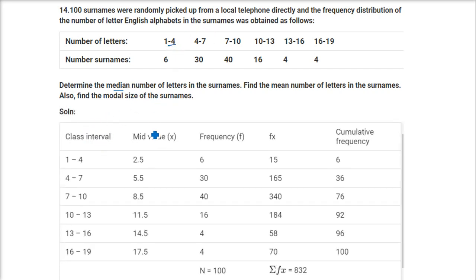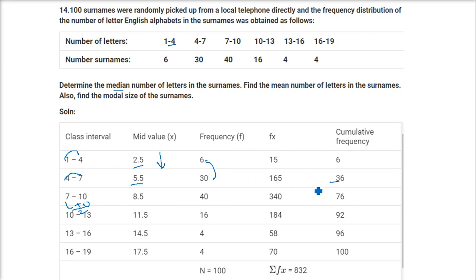We'll make the class interval. These are the class intervals, and then we'll find out the mid value, that is 1 plus 4 by 2, that is 5 by 2, 2.5. Then we have 4 plus 5 by 2, that is 5.5, like this. So this column is actually the lower limit plus upper limit by 2. So this is the mid value. Then we have frequency. Then we have to find out the cumulative frequency also.